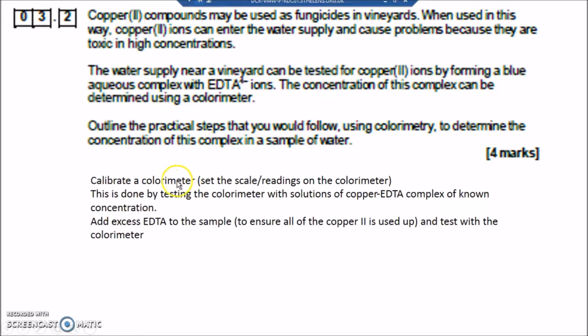You calibrate a colorimeter, meaning set the scale or the readings correctly. So what you do is you test the colorimeter with solutions of copper and EDTA complex of known concentrations. You get the complex ion of a known set of concentrations, and then you take the reading on the colorimeter. Then you add lots of EDTA, excess EDTA, to the sample to ensure that all the copper 2+ is used up, because you want to determine the concentration of copper 2+. You make sure you add too much EDTA so that all the copper 2+ in the sample is used up, and then test with the colorimeter and compare to the readings of the known concentrations.